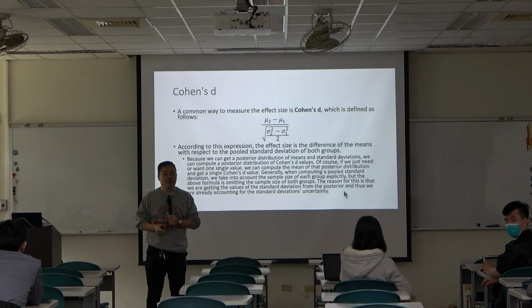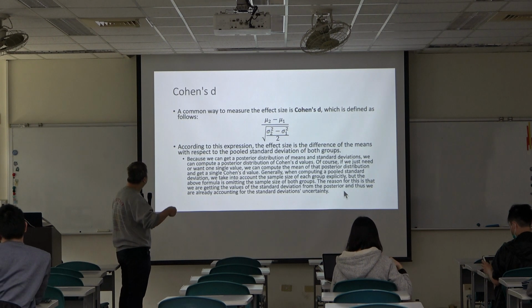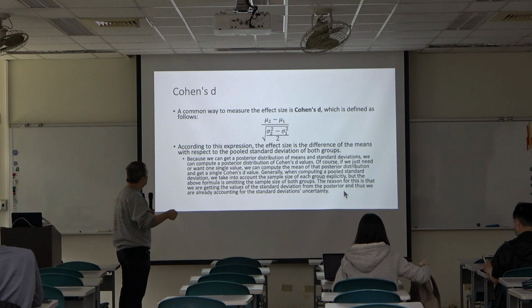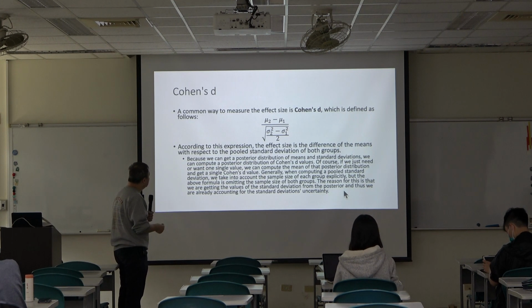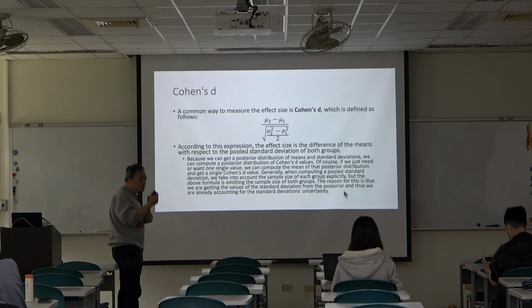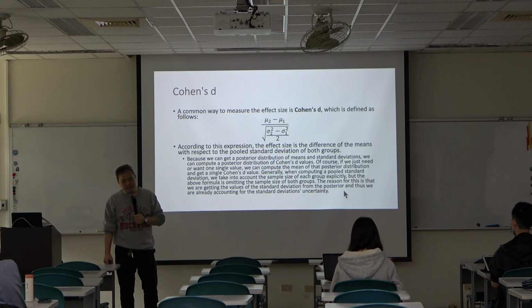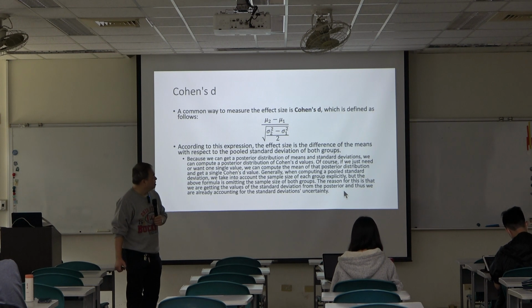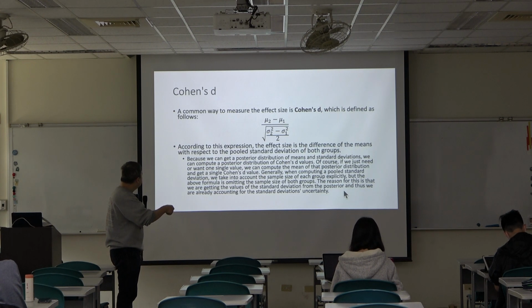Okay, so what is Cohen's D? Cohen's D is defined like this. For two given groups, assuming their means and standard deviations are mu1, mu2, and sigma1, sigma2 respectively, then their Cohen's D.